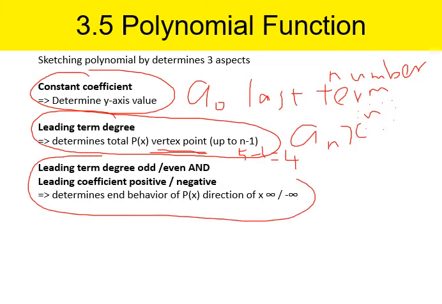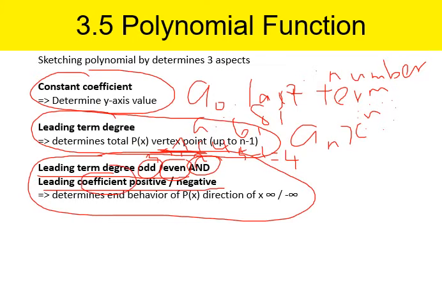So the third aspect is a more complex thing. We want to find whether the leading term degree is odd or even. Odd means the power of what? Power of 3, power of 5, power of 7, power of 9, etc. When it is an even degree, there's power of 2, power of 4, power of 6, power of 8, 10, etc. And the leading coefficient is either positive or negative. Okay, the leading coefficient is which one? It is the a, the number.